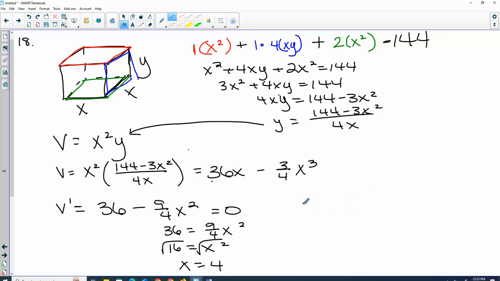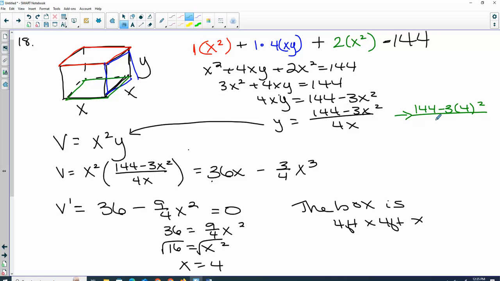So we had to find the dimensions of the box. So length times width times height. Length and width are both 4 feet. How do I find the y? Look at that. Y is 144 over 16, and that would be 6.